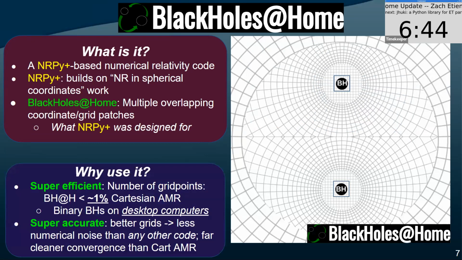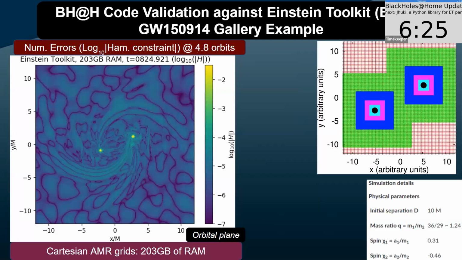Why use it? Well, this grid structure is ridiculously efficient. We're talking, for every grid point we used here, we need at least 100 Cartesian AMR grid points. So this is what enables binary black holes on the desktop, and we'll see it's also super accurate, surprisingly enough. So here is the result from the Einstein Toolkit Gallery example, the GW150914, after about 5 orbits, looking at the orbital plane. This uses about 203 gigabytes of memory.